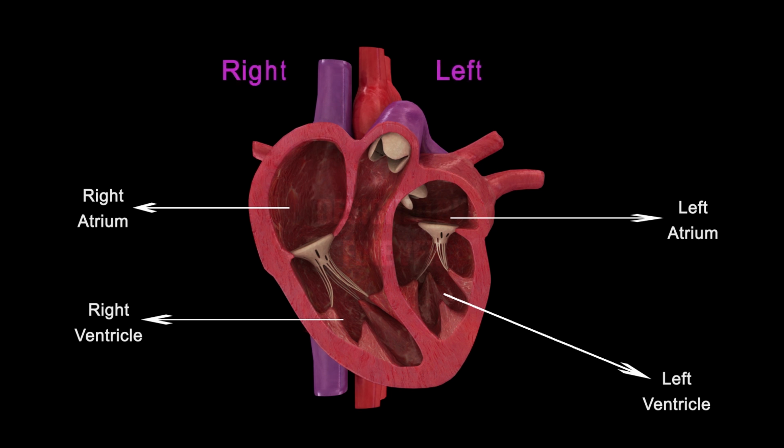The heart can also be divided up into the right and left sides. The right side is going to be responsible for deoxygenated blood going right to the lungs. And then the left side is responsible for oxygenated blood that has just left the lungs.